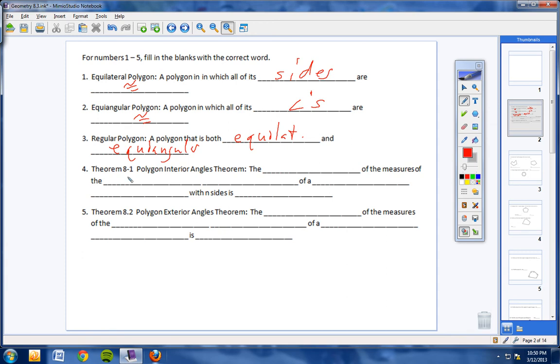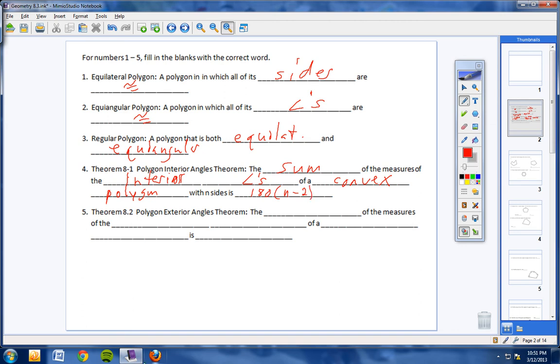Theorem 8.1, Polygon Interior Angles Theorem. The sum of the measures of the interior angles of a convex polygon with n sides is 180 times (n minus 2). You're probably thinking, why was it two blanks? Do you remember why? Very important word: convex.